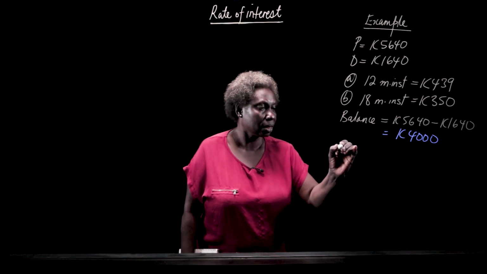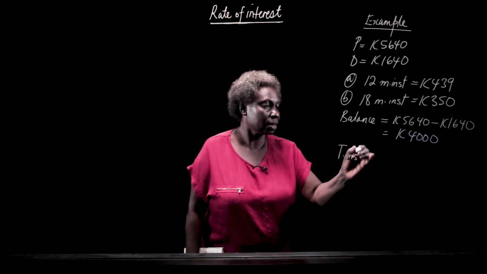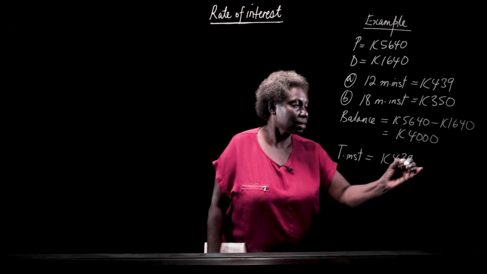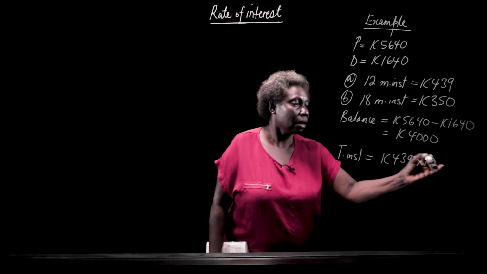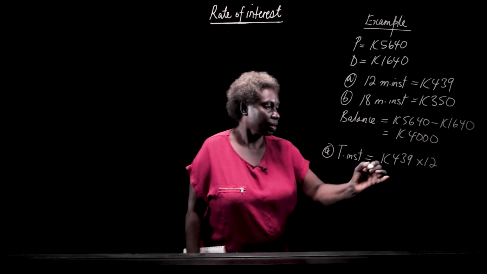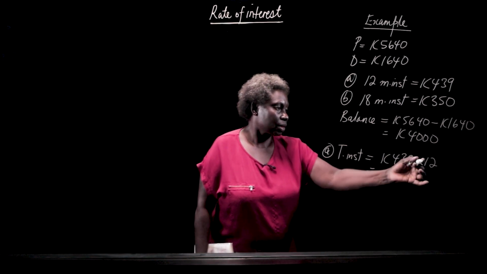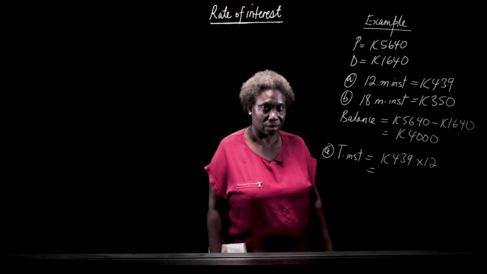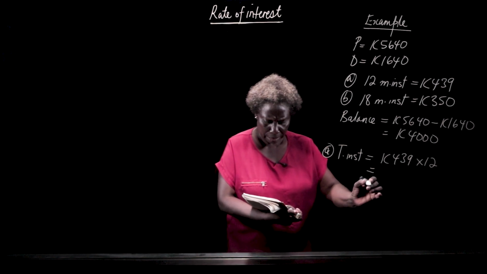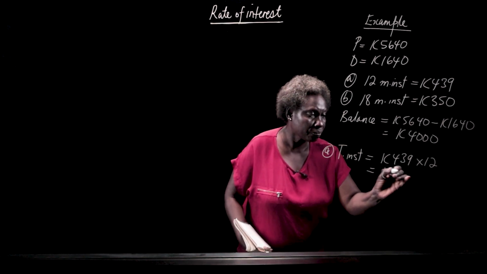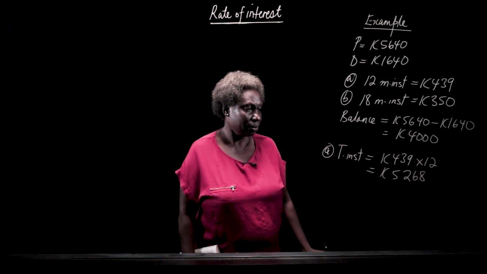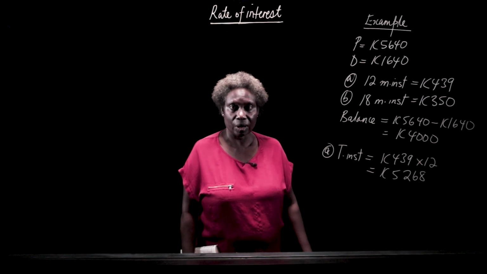Now we want to find out the total installments. How do we calculate the total installment? Total installments is equal to 439 kina multiplied by 12. That's for option A, because the payment is made for 12 months. So what is 439 kina times 12? That gives us a total of 5,268 kina.